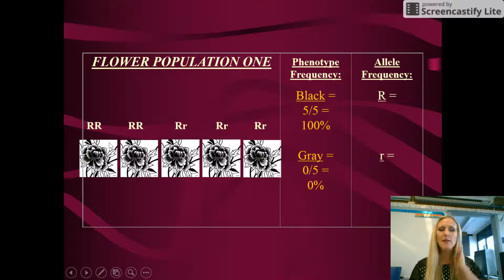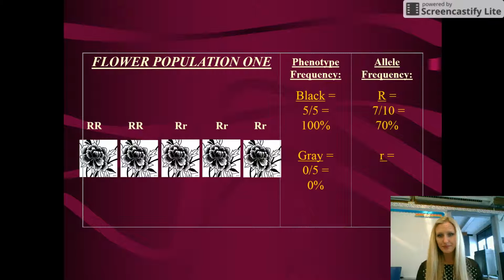So let's count. How many capital R's are there? The first flower has 2. Second flower has 2, so that's 4. Next flower has 1 more, that's 5, 6, and then 7. So 7 of these alleles are capital R out of the 10 possible, which gives us 70% capital R, or the black allele. And then for the lowercase r's, we would just count up how many there are, and there's 3. Same thing, out of the 10 possible. And so we've got 3 out of 10 of the alleles, or 30% of the alleles, are lowercase r.